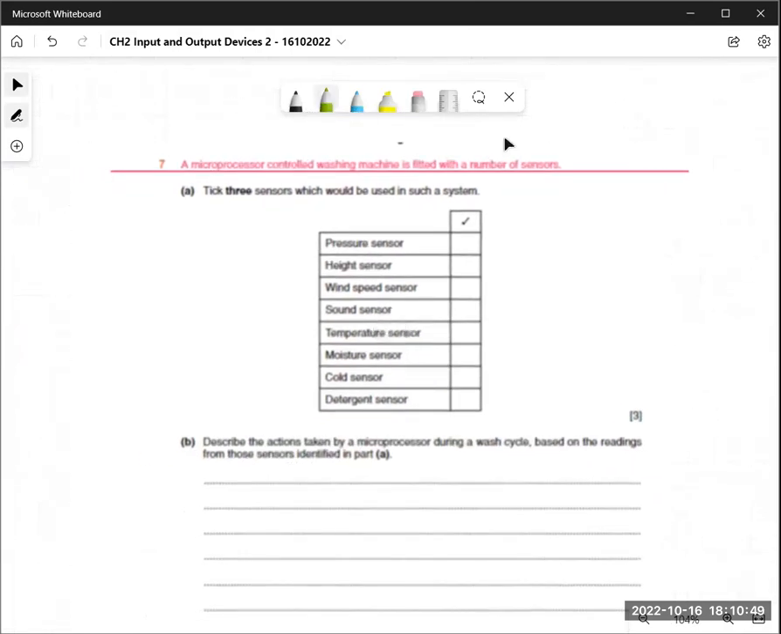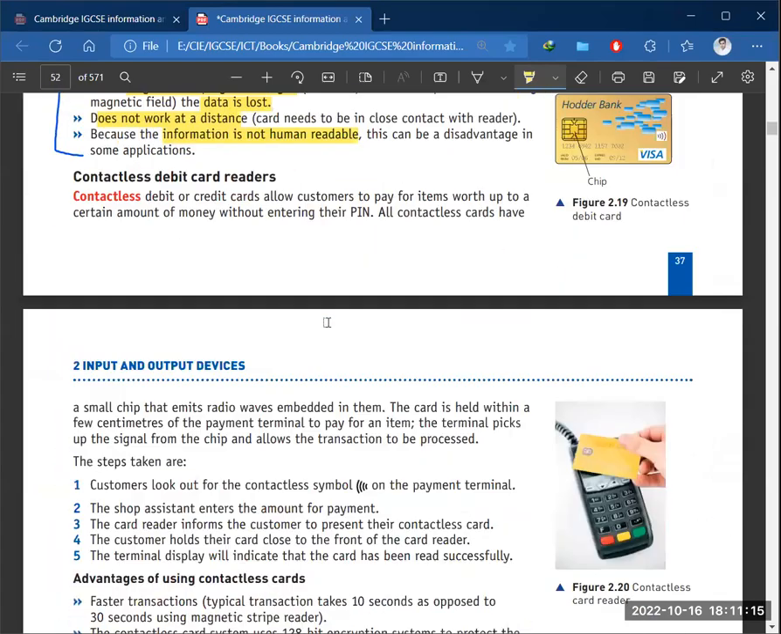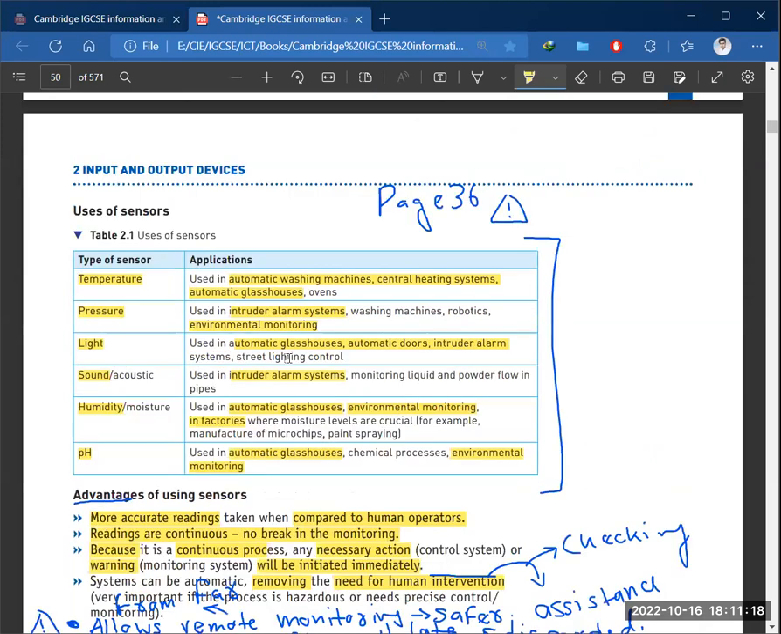Now, read the question on the board. A microprocessor controlled washing machine is fitted with a number of sensors. Pick 3 sensors which would be used in such a system. Okay. So which sensors are used in a washing machine? We have done that in this part right here. Now tell me which of these have washing machines.